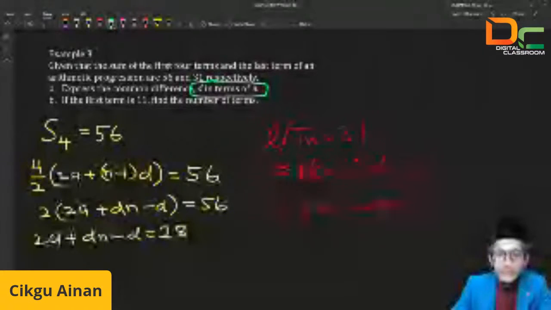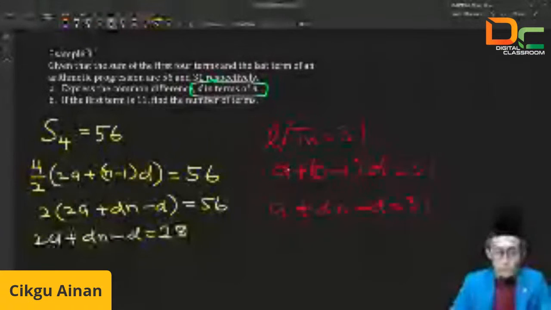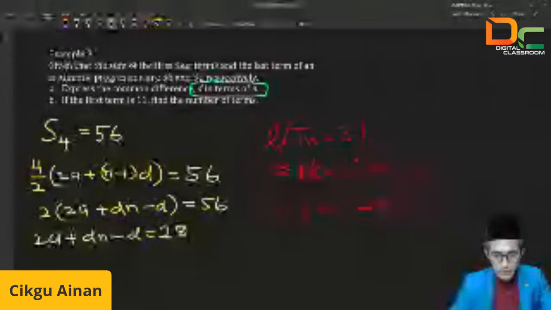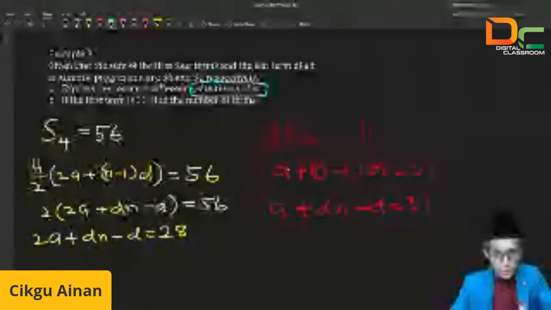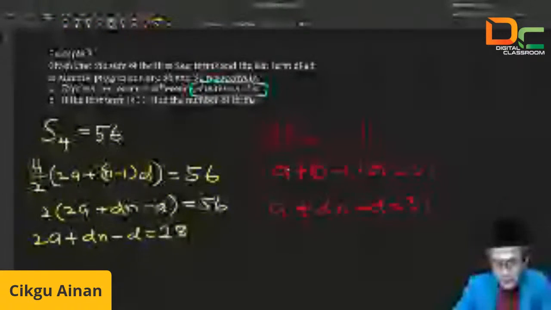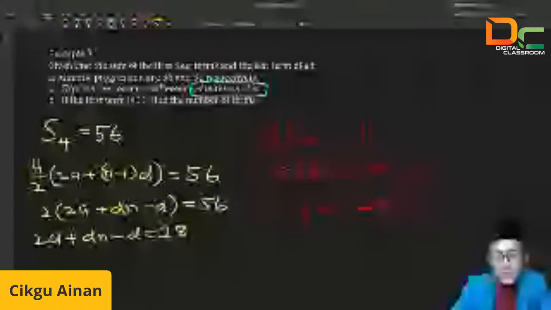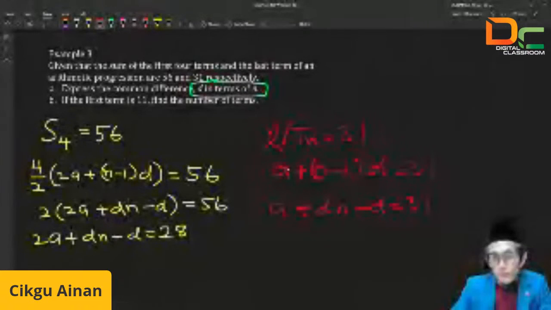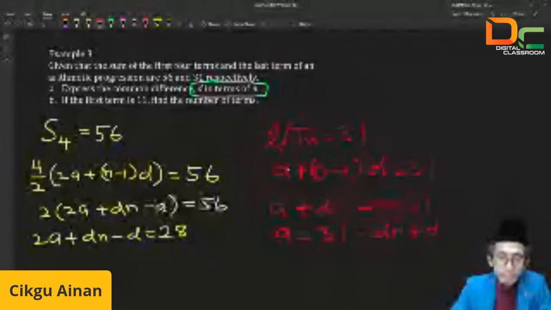It means that the variable that we have to extinguish, we have to make it gone, the one that we have to destroy is A. We don't want A, so we substitute A. In order to do that, we have to express A in terms of something. So for the red one, A equals 31 minus Dn plus D.